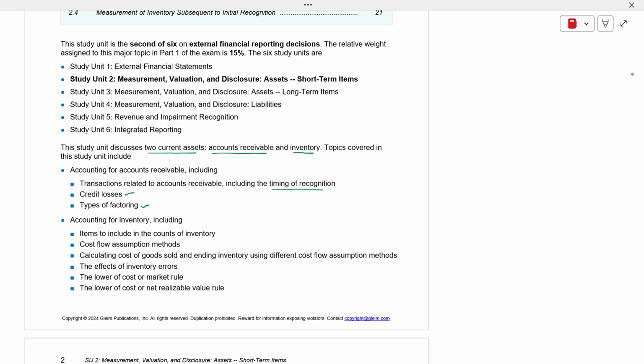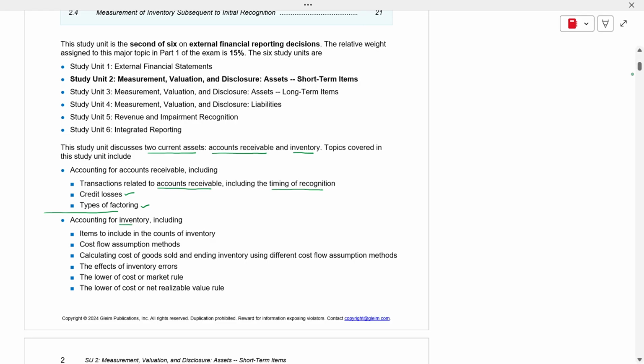Factoring does not depend on the inventory, but on the credit sales, the receivables. Very interesting thing, and most of the people will do that. Types of factoring, we will cover this.